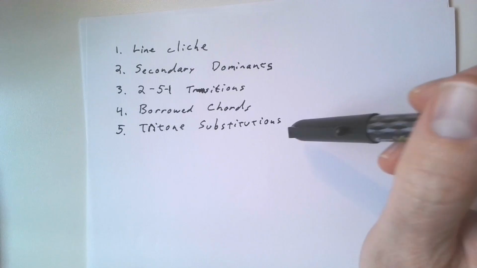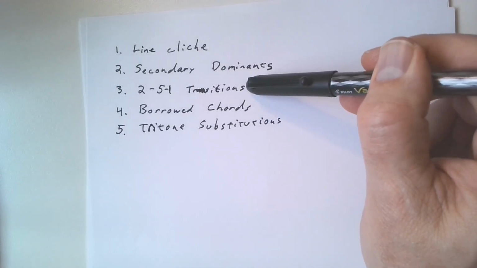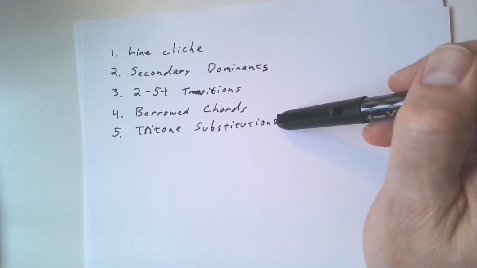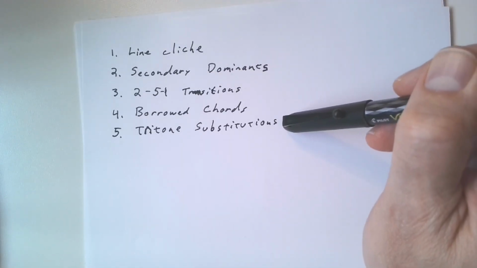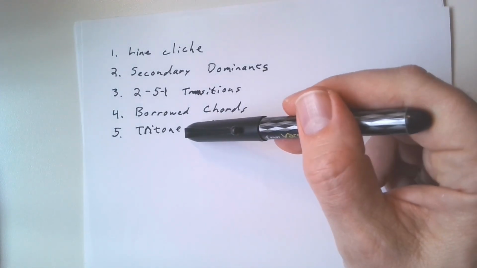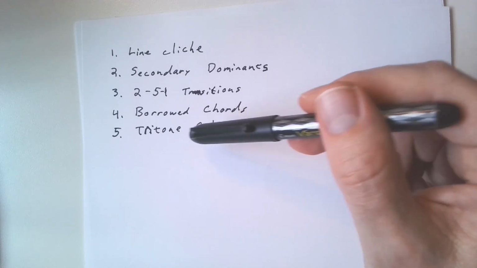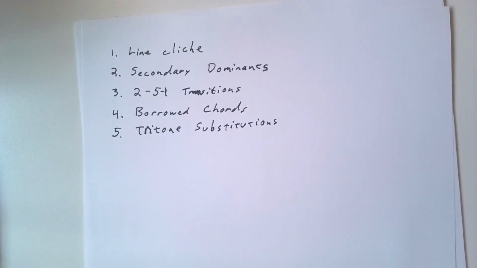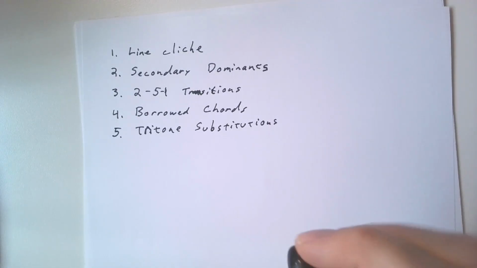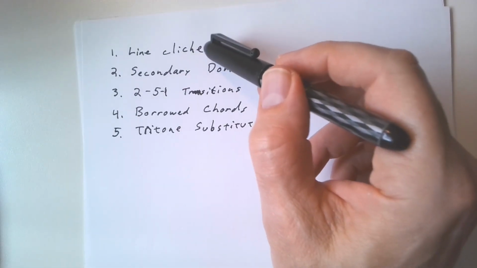Now, I haven't told you anything about 2-5-1 transitions. I don't know much about them, but I'll tell you what I know in a future lesson. Tritone substitutions, we haven't gone over that yet, but I did tell you what a tritone is. Do you remember what a tritone is? A tritone is a 6 fret or 6 semitone jump in notes, and it's 2 notes that tend to cause a clash. Okay? All right, let's think again about line cliche.